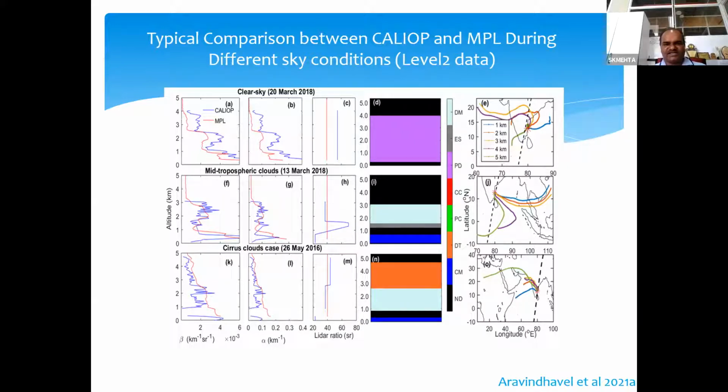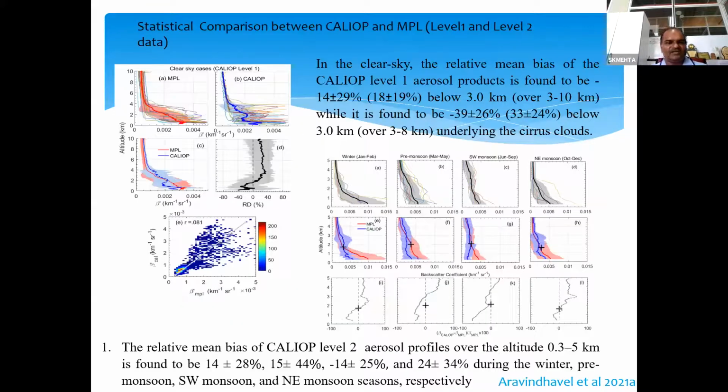But more or less, when the homogeneous condition is there, we observe a good agreement. What I saw here is a good agreement for the CALIOP observation and the MPL observation. So there is a difference, but this difference is within the range of what is published from other locations. So that is comparable.